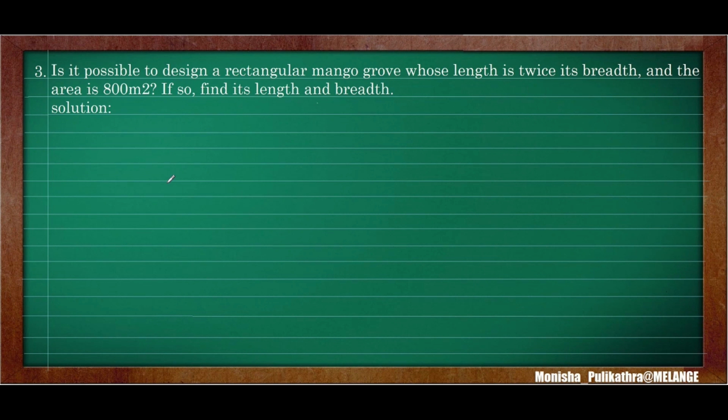Moving on to the third problem. Is it possible to design a rectangular mango grove whose length is twice its breadth and the area is 800 meters square? If so, find its length and breadth. Okay, if possible, we have to find the length and breadth.